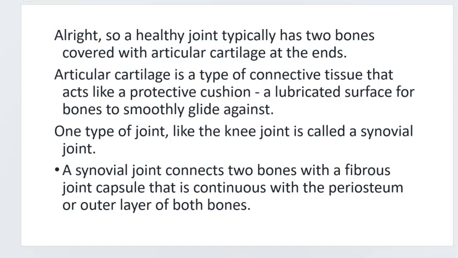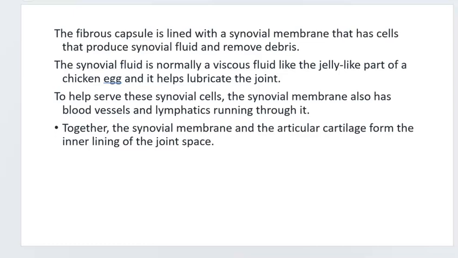So let's talk about joints. A healthy joint typically has two bones covered with articular cartilages at the end. The articular cartilage is a type of connective tissue that acts like a protective cushion or a lubricated surface. One type of joint, like the knee, is a synovial joint. A synovial joint connects two bones with a fibrous joint capsule that is continuous with the periosteum, which is the outer layer of the bone. The fibrous capsule is lined with a synovial membrane that has cells that produce synovial fluid and remove debris. The synovial fluid is normally a very viscous, jelly-like substance that helps lubricate the joint.